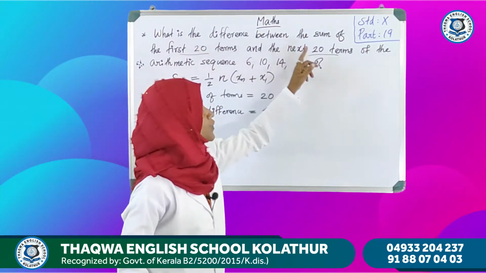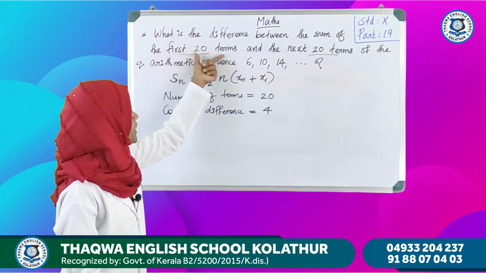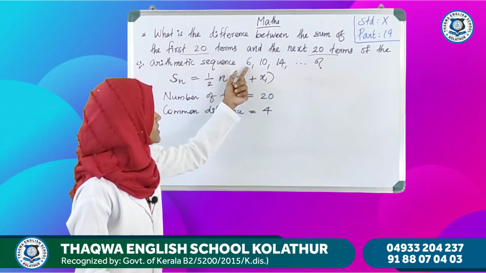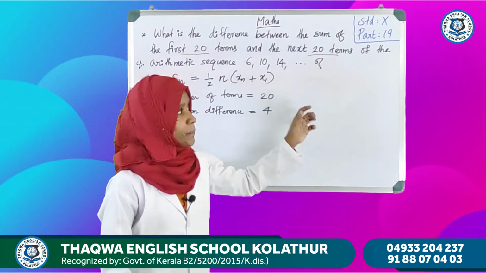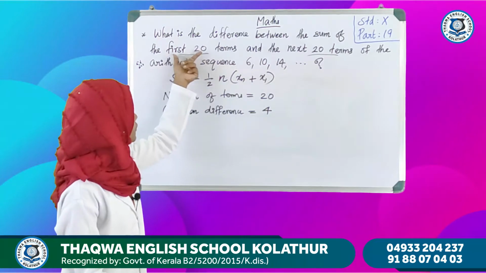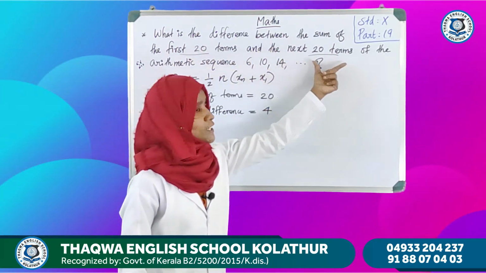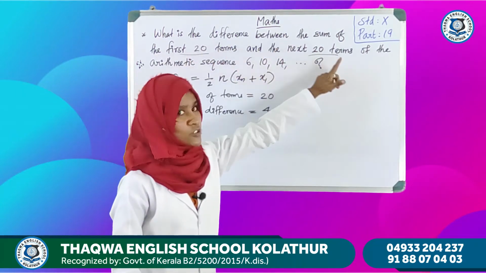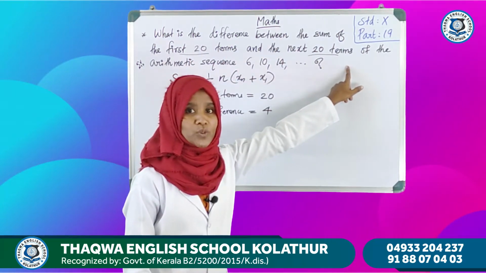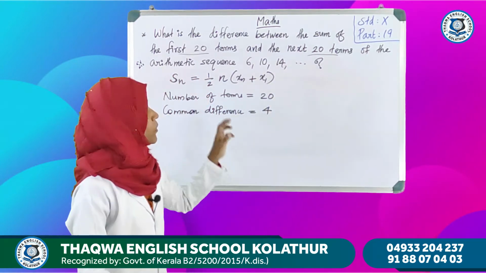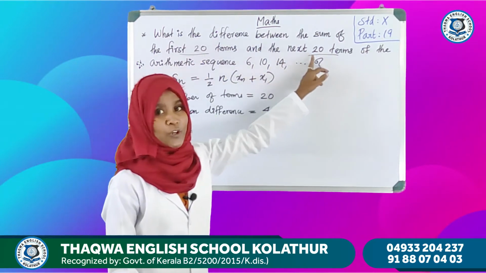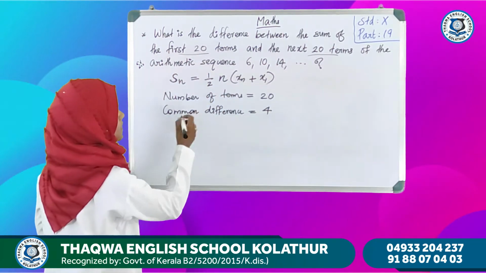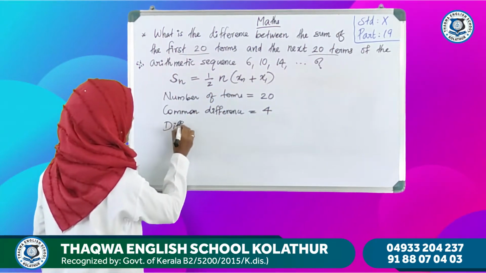What is the difference between the sum of the first 20 terms and the next 20 terms of the arithmetic sequence 6, 10, 14, etc.? അപ്പോൾ ഇതേ സീക്വൻസിൻ്റെ ആദ്യത്തെ ഫസ്റ്റ് 20 ടേംസും പിന്നത്തെ ഫസ്റ്റ് 20 ടേംസ് എന്ന് പറയുമ്പോൾ എന്താ, ഫസ്റ്റ് 20 ടേംസ് കഴിഞ്ഞു, ദെൻ നെക്സ്റ്റ് 20 ടേംസ് എന്ന് പറയുമ്പോൾ 21 to 40. ഓക്കെ, അപ്പോൾ 1 to 20, ദെൻ 21 to 40 അതാണ് അവിടെ പറയുന്നത്. സോ വാട്ട് ഈസ് ദ ഡിഫറൻസ് ഓഫ് ദെയർ സംസ്?